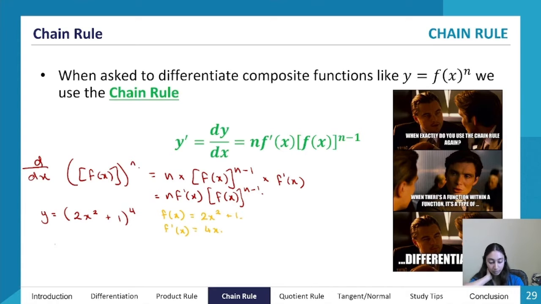Okay, so y dash will be equal to n, which is the power, so 4, times f dash of x, so 4x, times f of x to the power of n minus 1. So the original f of x, so 2x squared plus 1 to the power of 3. So my final answer is 16x, 2x squared plus 1 to the power of 3. Okay? I hope that made sense. We'll go through another example real soon as well.